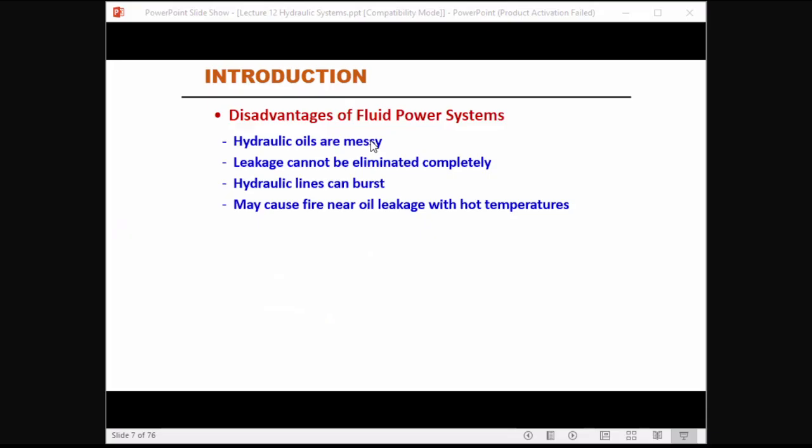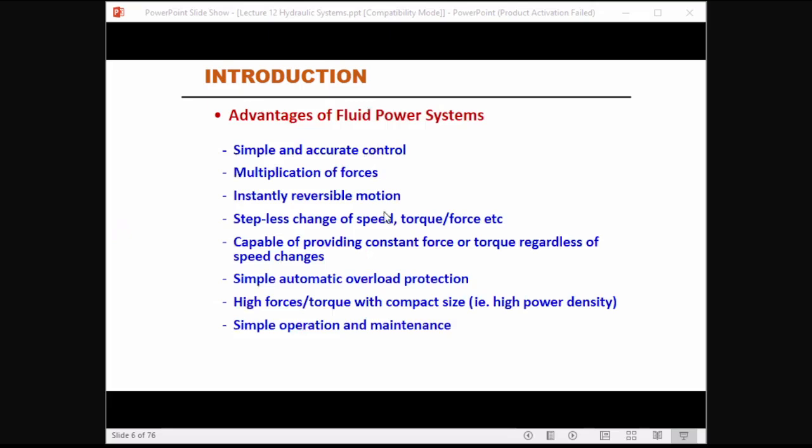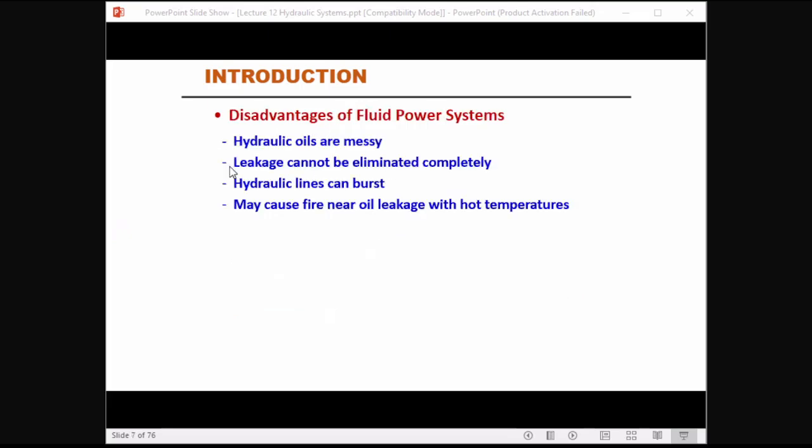Okay, maintenance is very important. We need to consider this. When you are going to design a hydraulic machine, you need to consider the maintaining process, because maintenance is very important for these fluid machineries.